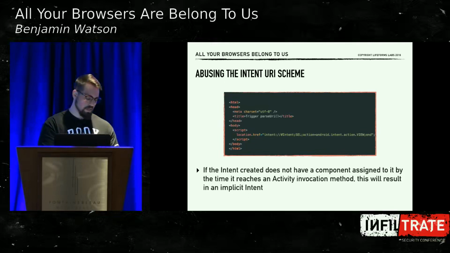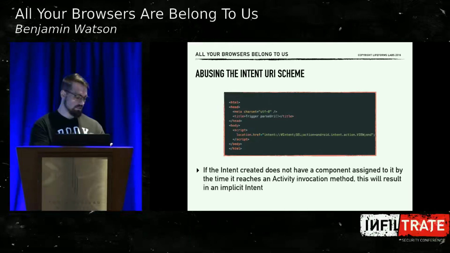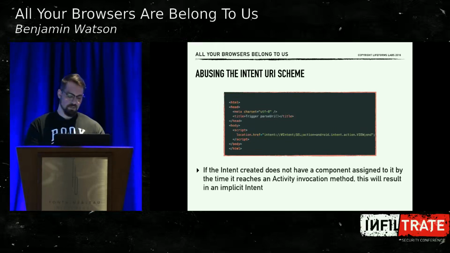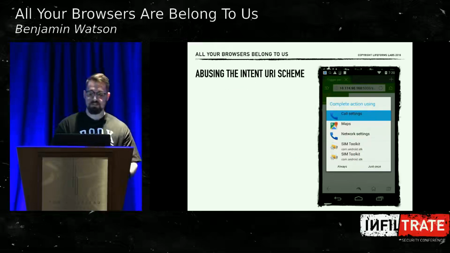An implicit intent is an intent object without a component. An explicit intent is an intent object with a component, but we want to invoke an implicit intent.